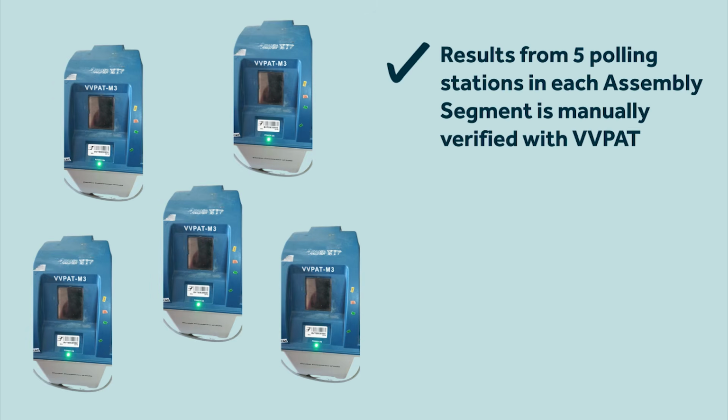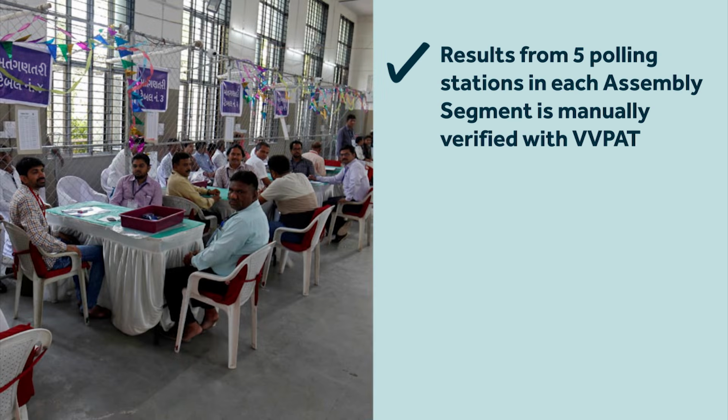At the end of the counting of EVM votes, 5 polling stations for each assembly segment of the constituency are randomly chosen for verification with VVPAT. This means that the VVPAT slips for these 5 stations are manually counted and matched with the EVM result.